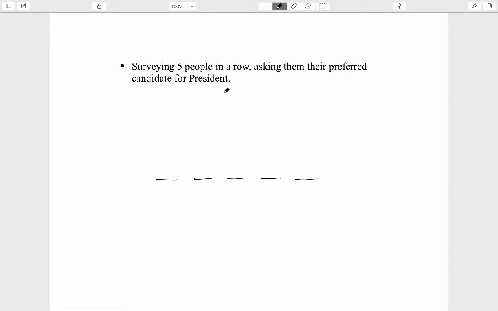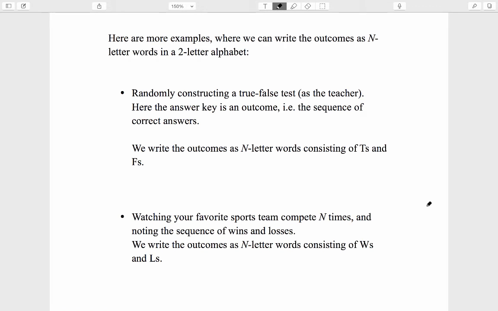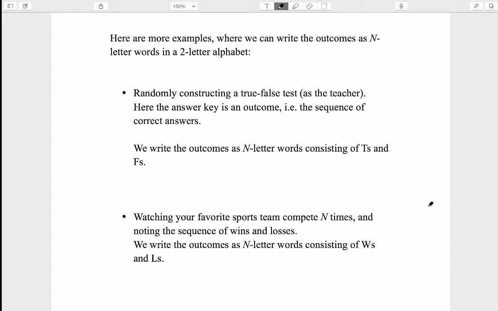However, if we were given some background information that everyone surveyed really is choosing between 2 candidates, then there really would be 2 possibilities at every stage, and then our outcomes could be represented as 5-letter words in a 2-letter alphabet. This turns out to be a very important idea in probability, not just writing outcomes as words of a certain length in an alphabet with a certain number of letters, but more specifically, writing outcomes as words of a certain length drawn from a 2-letter alphabet. Since this will be so important for us, let's look at a number of examples.